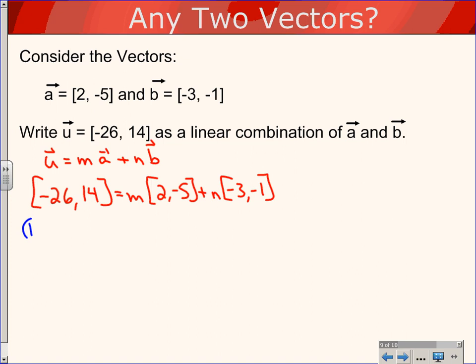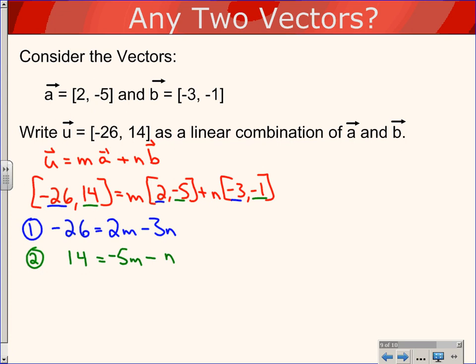So here's equation number one. Just if I'm pulling out the x components, okay? So the x components are the -26, the 2, and the -3. Now I have to keep in mind the m and the n are there too. So -26 is equal to 2 times that m value, so 2m, and then -3 times the n value. And then for the second equation, now I'm going to look at the y components. So for the y components, I have 14 is equal to -5m minus 1n.